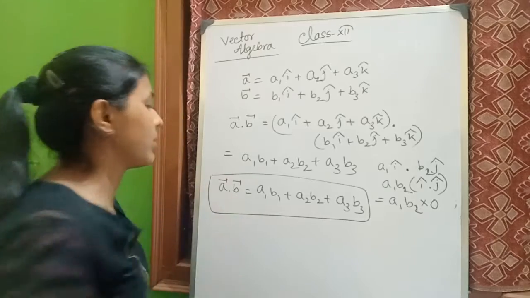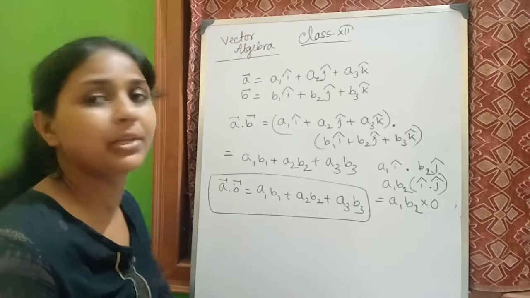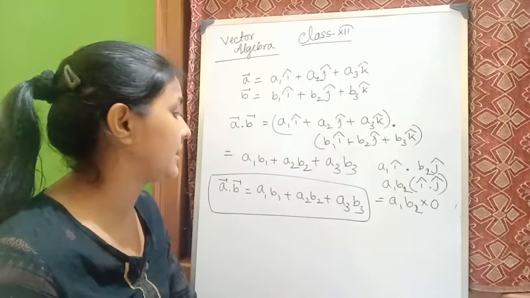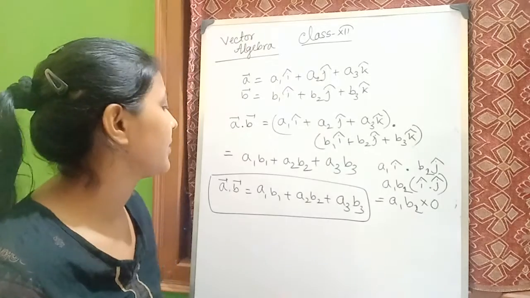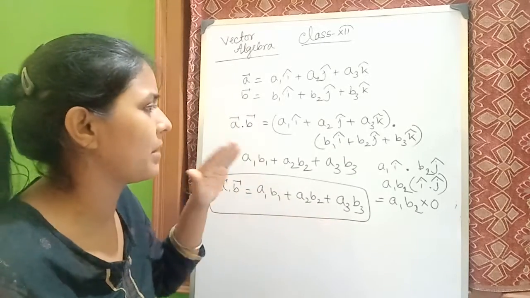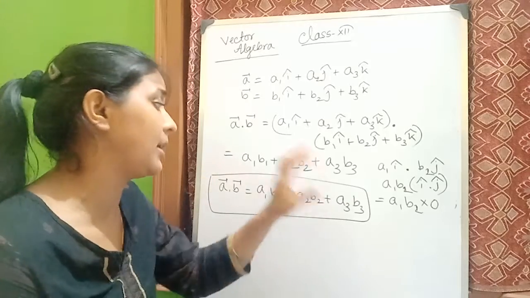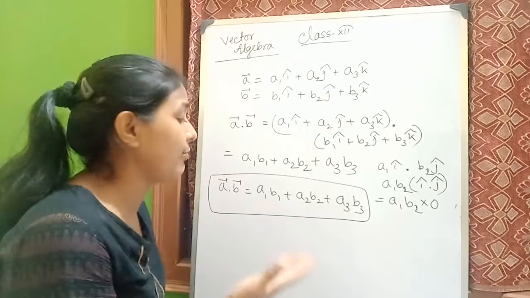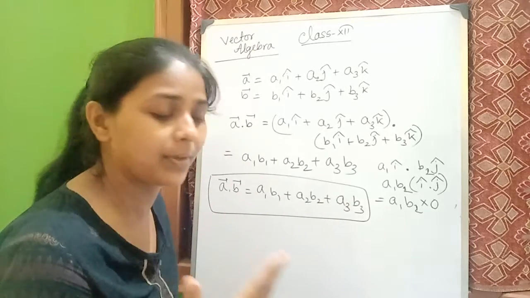A dot B equals A1 B1 plus A2 B2 plus A3 B3. Okay, so you can go with this one also. Actually, maximum times you will be using this one very frequently while doing the applications.